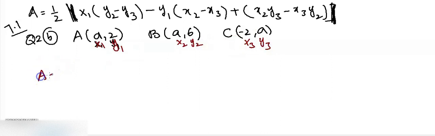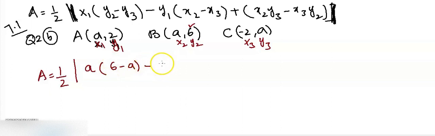So my area is going to be 1 over 2, then x1, my x1 is going to be a, then y2 minus y3. So y2 is 6 minus y3, so it's going to be 6 minus a. Then minus, what is my y1? y1 is 2. And then I need x2 minus x3, so x2 is a minus x3, which is minus 2, so this is plus 2. And then finally I have x2 multiplied with x3, which is minus 2a.